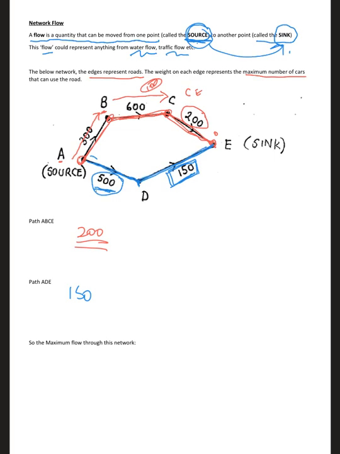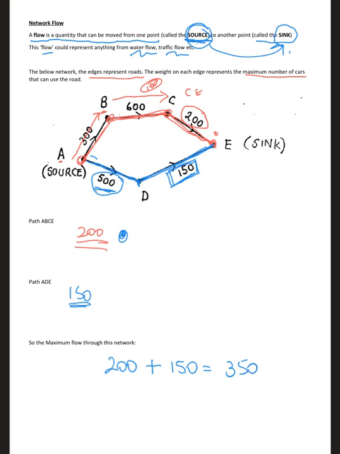So if I'm talking about the maximum flow from the source to the sink for this network, I know that I've got 200 cars through A, B, C, E, and I've got 150. So the maximum flow of traffic through this network is 350 cars. So that is a really simple way of looking at it.